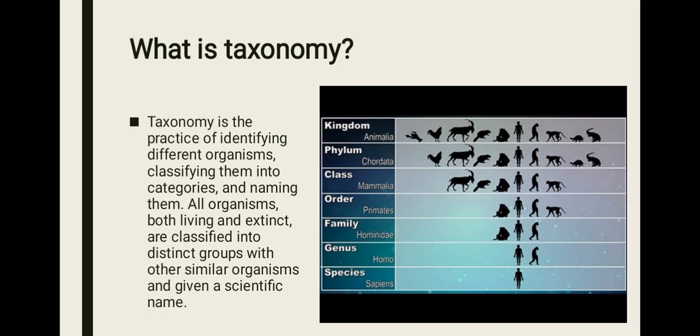This video is about chemotaxonomy, serotaxonomy, and cytotaxonomy. Taxonomy is the practice of identifying different organisms, classifying them into categories, and naming them. All organisms, both living and extinct, are classified into distinct groups with other similar organisms and given a scientific name.